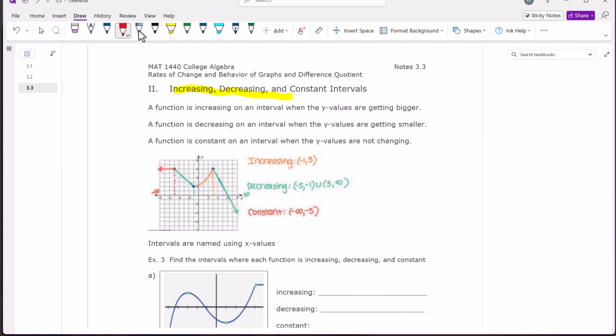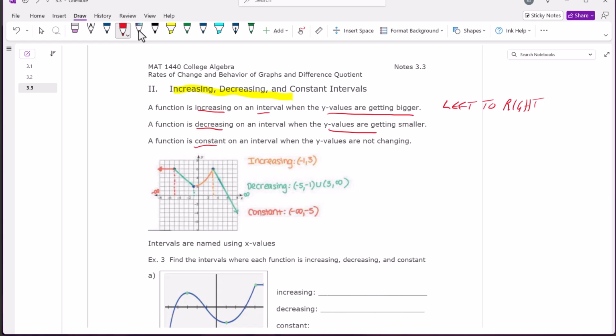So really, a function's increasing on an interval when the y values get bigger. And we're measuring this from left to right. So if the y values are getting bigger on that interval, then we say we're increasing. We're decreasing on an interval if the y values are getting smaller. Again, we're going left to right. We say it's constant if the y values do not change, if they're always the same.